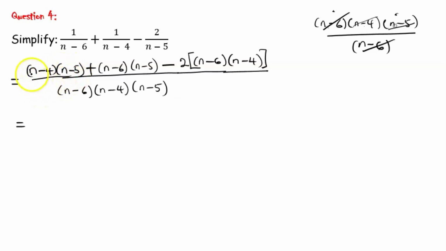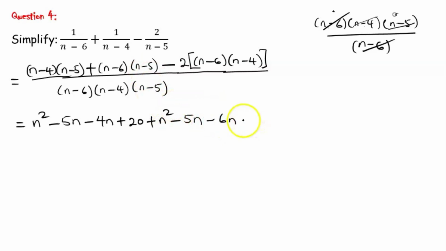So please, this is n times n, which is n square. N times minus 5 will give us negative 5n. Minus 4 times n will give us minus 4n. And minus 4 times minus 5 will give us positive 20. Alright, we are done with that. Plus, in this case also we have n times n, that's n square. N times minus 5 will give us minus 5n. We are through with that n. Then we take minus 6. Minus 6 times n will give us minus 6n. Then plus 30. 5 times 6 is 30. So we have negative, then 2.